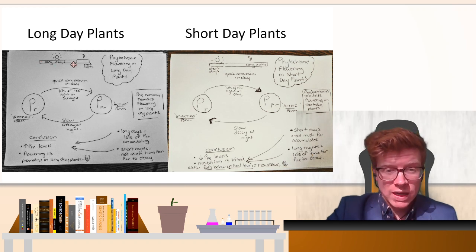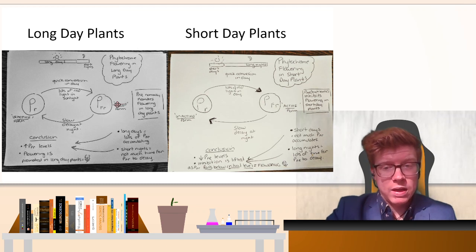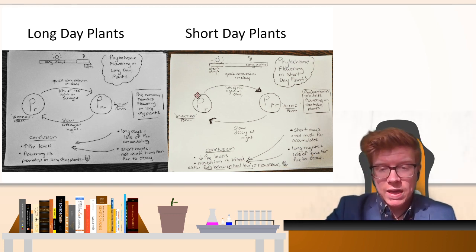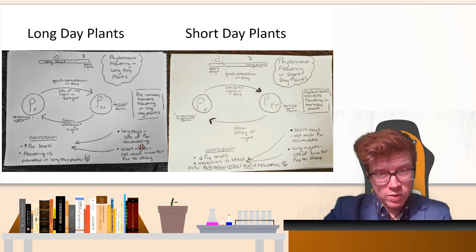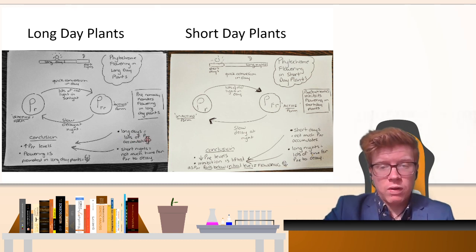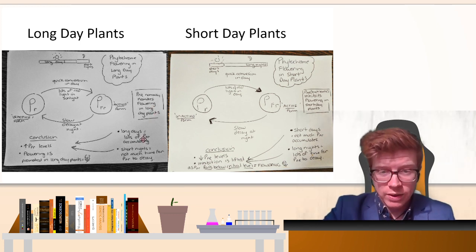If we've got a longer day, we build up more PFR. And if we've got a longer night, we spend more time with a larger quantity of the inactive form. In summary, for a long day plant, where flowering occurs as a result of having reached some length of day threshold, you see a large accumulation of PFR, and PFR is normally the molecule that is involved in promoting flowering.